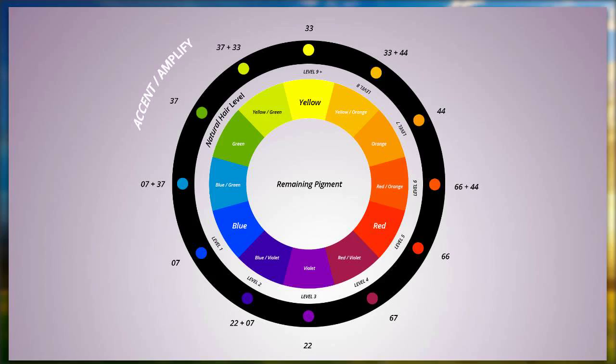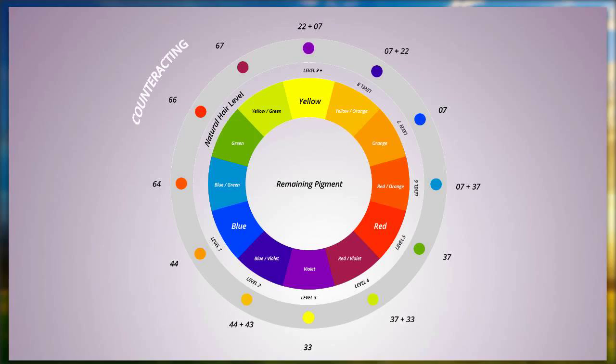Totally. I totally get that. So when you're using it like this screen right here, it's an amplifier, right? Because it amplifies, it makes it more red, or makes it more gold, or makes it more violet. Okay. When you look at it on this page, it's actually not an amplifier, it's a counteractor. Does that make sense?